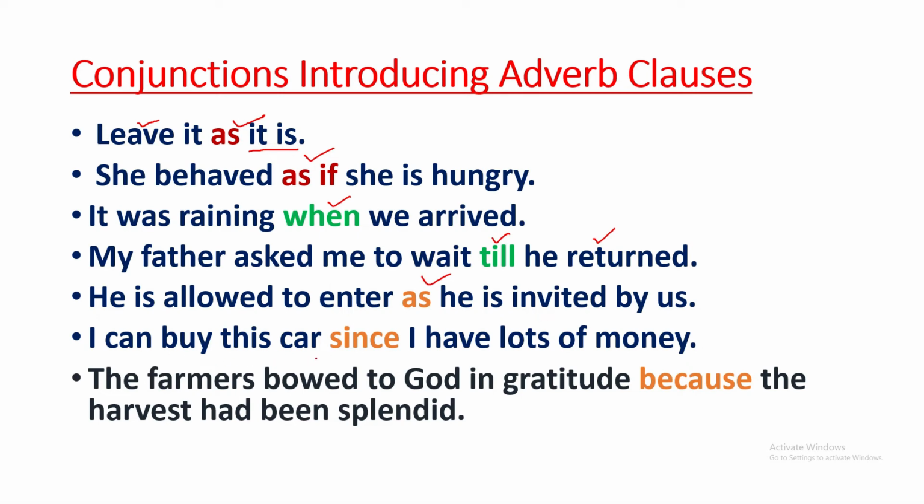I can buy this car since I have lots of money. Why can I buy this car? Since I have lots of money, this is the reason. So since is the subordinating conjunction introducing an adverb clause of reason. The farmers bowed to God in gratitude because the harvest had been splendid. Why did the farmers bow to God in gratitude? The reason is because the harvest had been splendid. So because is the subordinating conjunction introducing an adverb clause of reason.